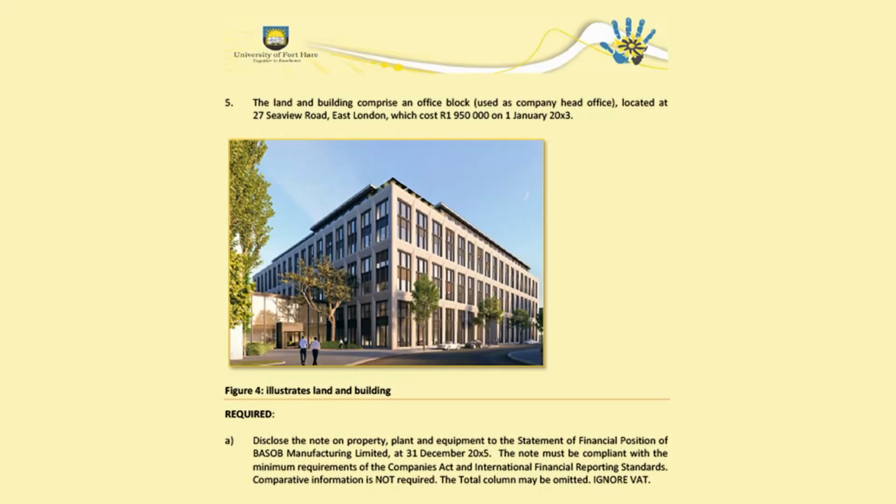And then lastly, the transaction at the end talks about land and building. So land and building comprises of an office block located at 27 Seaview Road in East London, which costed 1.95 million on 1st January 20X3. What's important about this figure is that there is a different behavior on the building and land. As we explained, that land is not depreciated, while building is depreciated. So which means you first have to separate the cost of the land and from the building so that you can be able to depreciate the building.